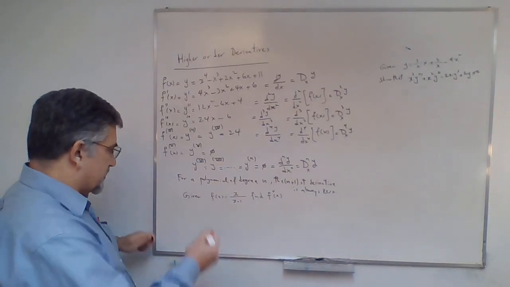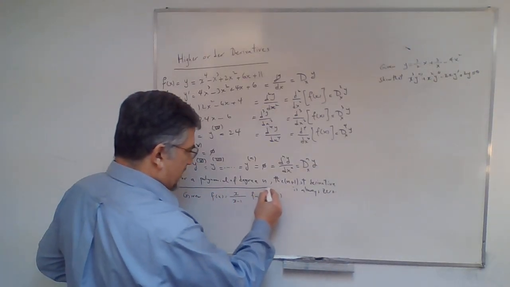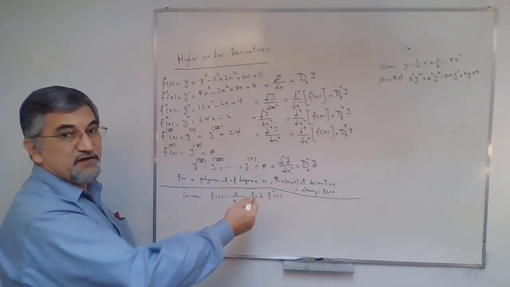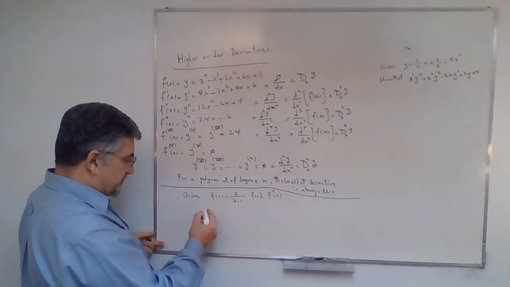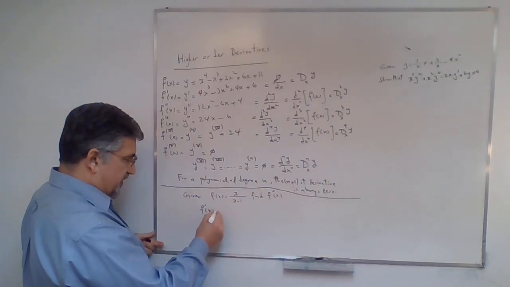It says another question here. It says, given f of x equals the rational function here, find f double prime of x. Okay, so they're looking for the second derivative. So we're going to find the first derivative, f prime of x.